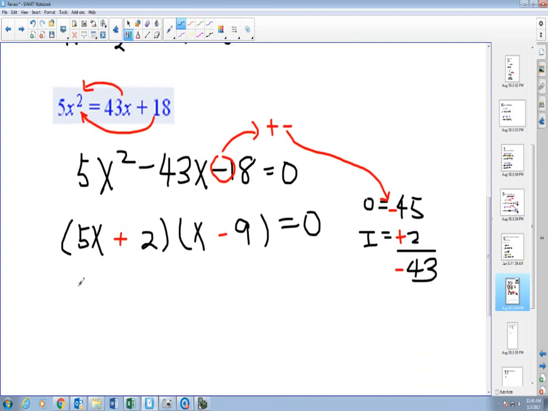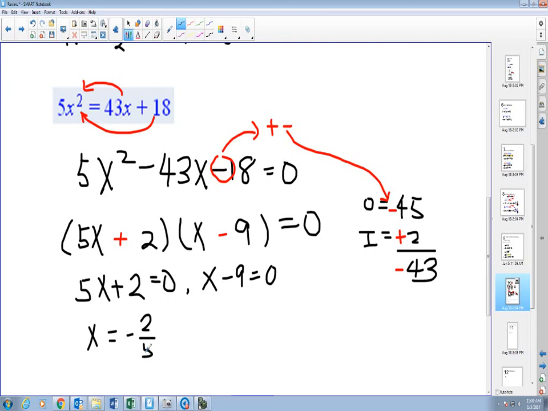So once I factored, set each factor equal to 0. And solve for x. So my answer, I'll move the positive 2 over, so that x will equal to negative 2 over 5. The other x will be positive 9. Okay. Alright, that's how we solve quadratic equation by factoring.